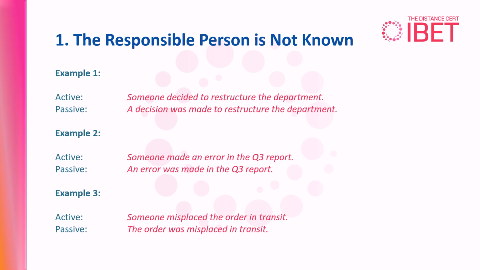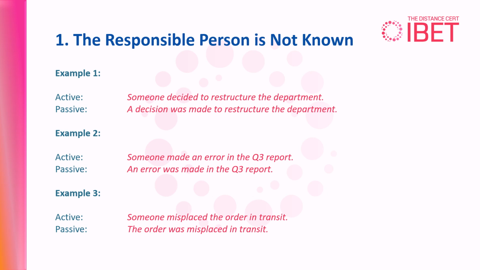Using the passive in these cases helps maintain a neutral and professional tone. Example 1. Active. Someone decided to restructure the department. Passive. A decision was made to restructure the department. It is unclear who made the decision, keeping the focus on the action rather than the person responsible.